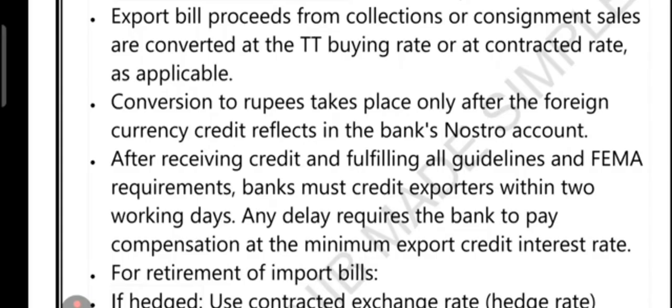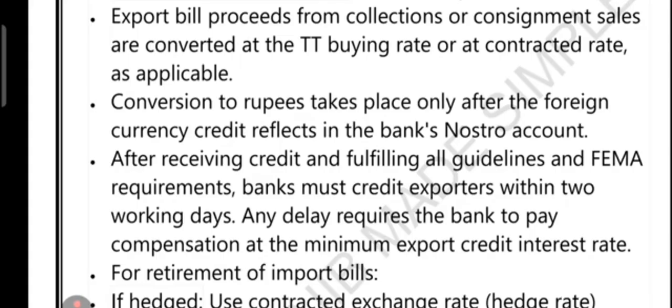And after that, once FEMA rules are met, the exporter must be paid within 2 working days, right? So after receiving credit and fulfilling all guidelines and FEMA requirements, the bank must credit the exporter within 2 working days. If there is a delay, the bank must pay compensation at the minimum export credit interest rate.